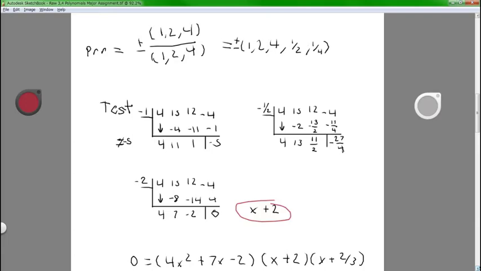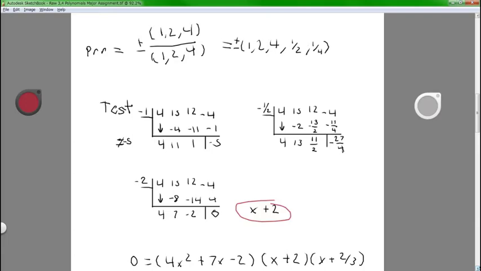So I started the test with negative 1. Negative 1 times 4 is negative 4. 15 minus 4 is 11. Negative 1 times 11 gives you negative 11. 12 minus 11 gives you 1. Negative 1 times 1 gives you negative 1. Negative 4 minus 1 gives you negative 5. So I knew that there wasn't going to be a factor there. That negative 5 is definitely not a number on that line. Try it again with negative 1/2 because it seemed to be pretty close.